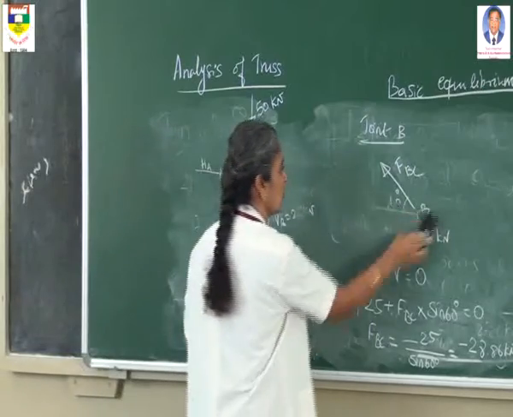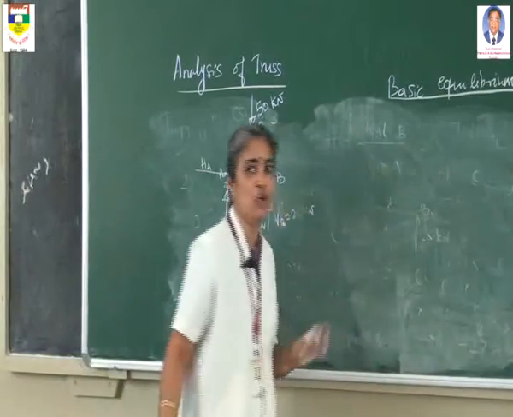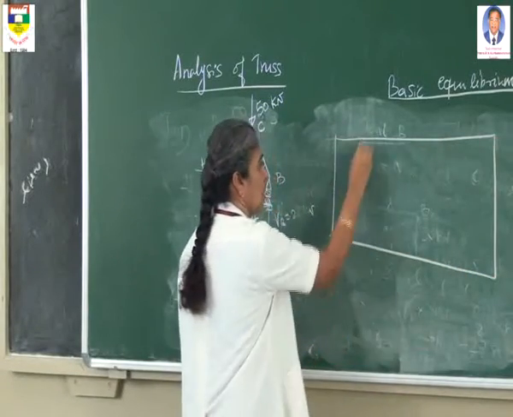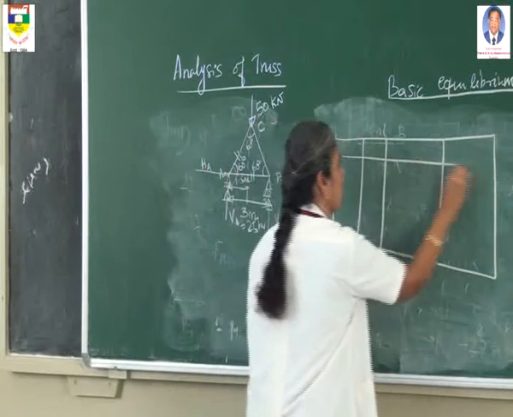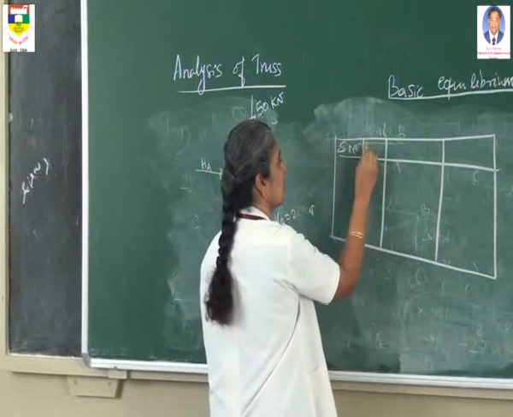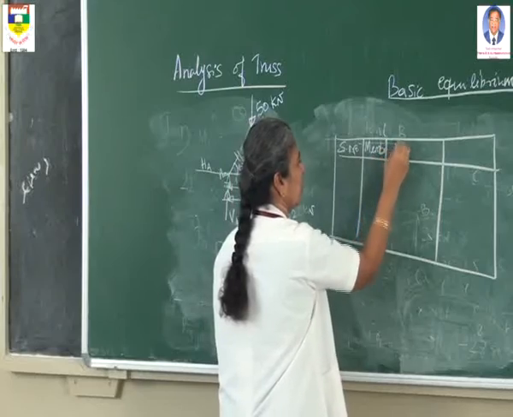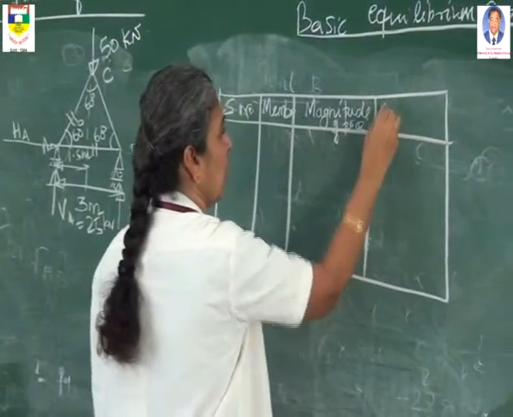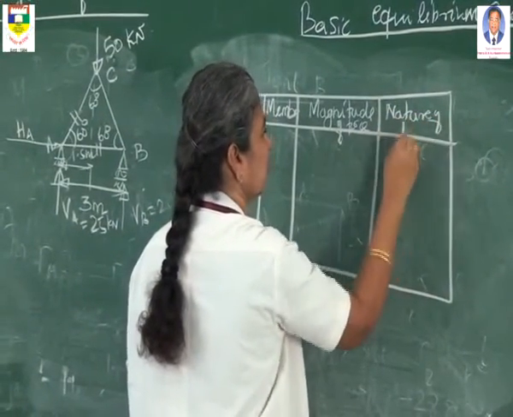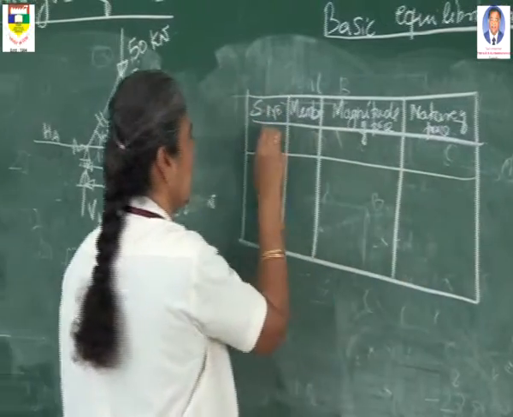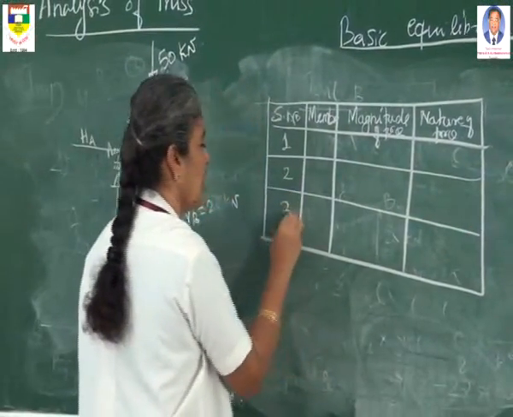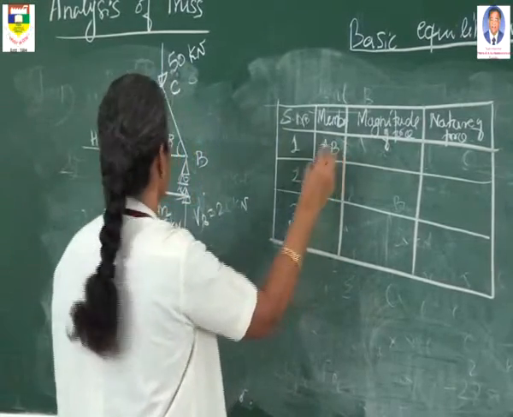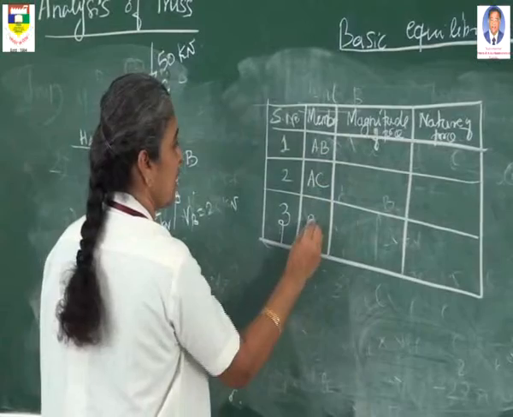That is very, very important. So we have to find all the forces, and finally we have to represent all these forces in the force table. The force table consists of 4 columns. The first column is serial number, the second column is member, the third column is magnitude of force, the fourth column is nature of the force. Here there are only 3 members. The first member is AB, second member is AC, third member is BC.